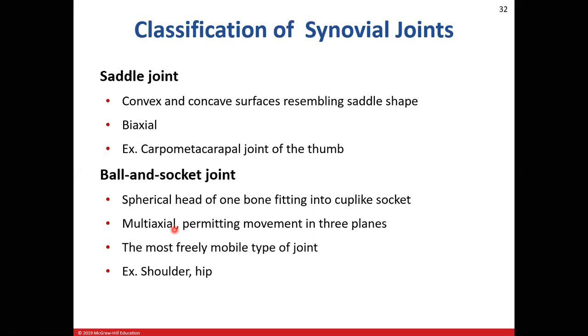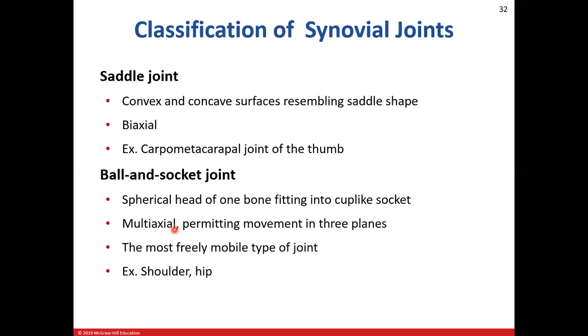Our fifth type is a saddle joint. Now, a saddle joint is an interesting joint. It's biaxial, and in this case, we have a concave and a convex surface, and essentially it resembles a saddle shape. And so we basically are getting movement in two particular planes. The example that we have is the carpal metacarpal joint of the thumb. What this allows is opposition of your thumb to actually touch the fingertips of all four of your other digits.